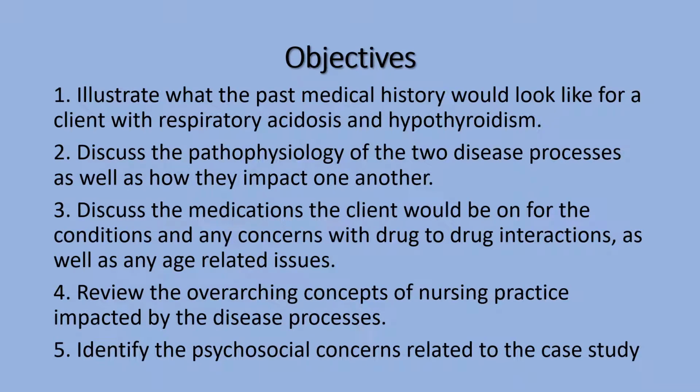For this presentation, the objectives are as follows. At the end of this presentation, learners will be able to illustrate the past medical history, what it would look like for a client with respiratory acidosis and hypothyroidism. Learners will be able to discuss the pathophysiology of the two disease processes as well as how they impact one another. Also be able to discuss medications the client would be on for the conditions and any concerns with drug-to-drug interactions, as well as any age-related issues. You'll further review the overarching concepts of nursing practice impacted by the disease process, as well as identify the psychological and social concerns related to the case study.